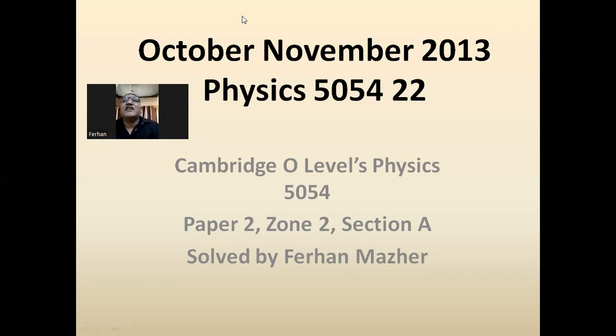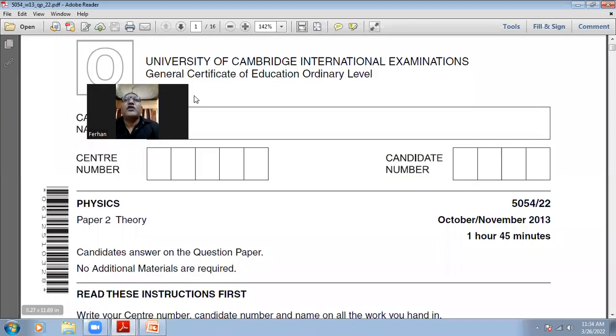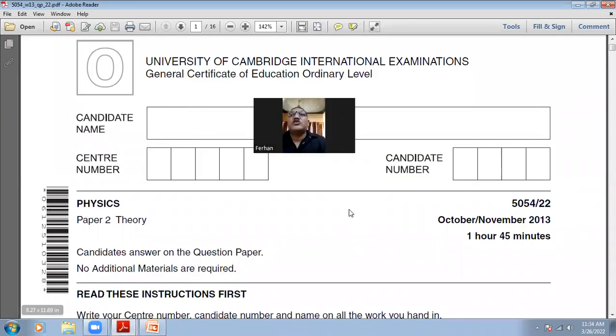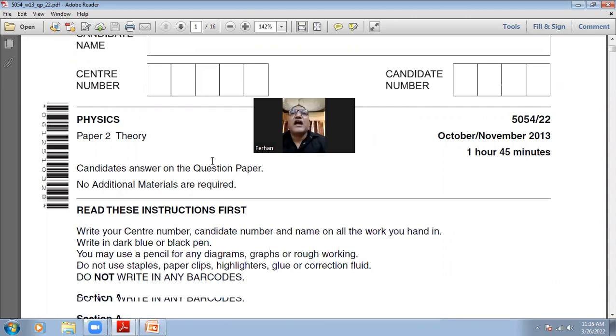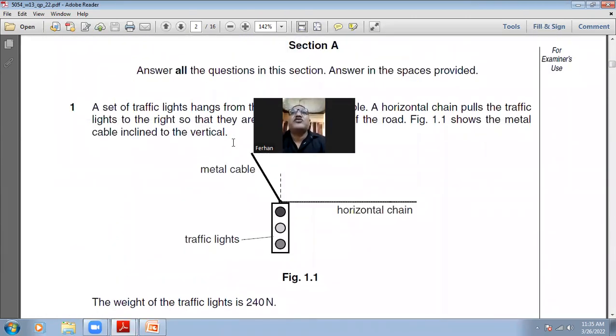So let's start today's paper, and let's have a look at the question paper. So here we go. The question paper is showing up on your screen. It's the October-November 2013 2-2 paper. 1 hour 45 minutes are allowed. We call it a theory paper. And the first question is coming up on your screen.